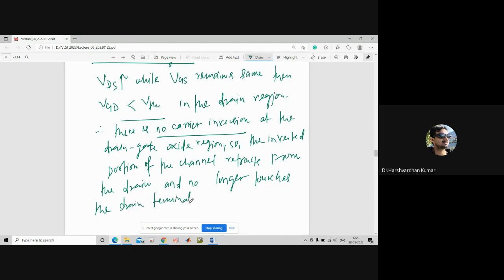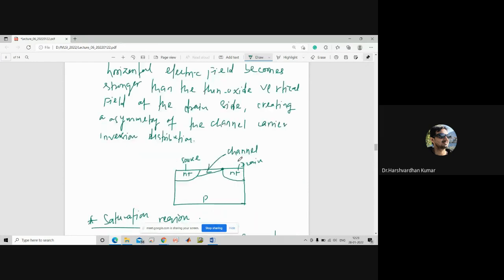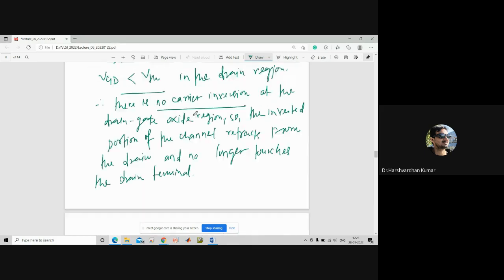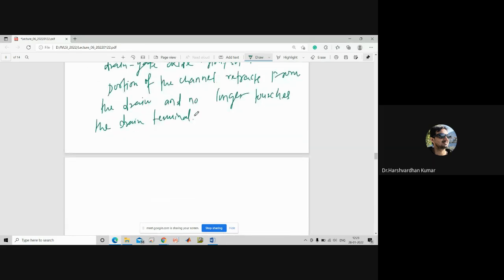If you see the diagram here, then you can understand. Here you can see what is happening. It becomes so narrow that it is unable to touch the drain side. It means that there will be no longer flow of carriers from source to drain. So as a result, the current will tend to saturate. Right? It no longer touches the drain terminal, so there will be a pinched off portion.